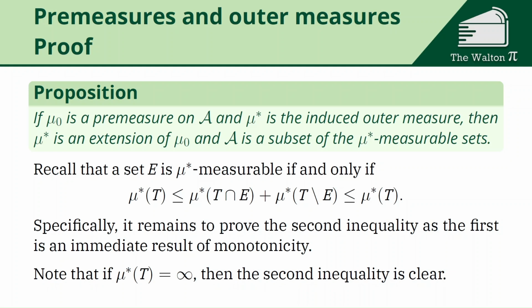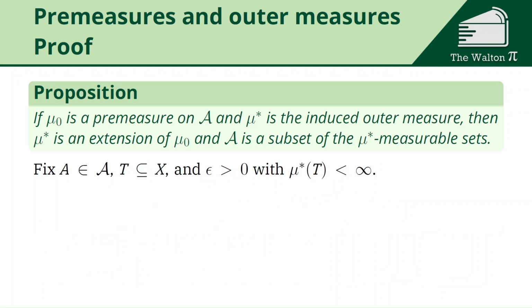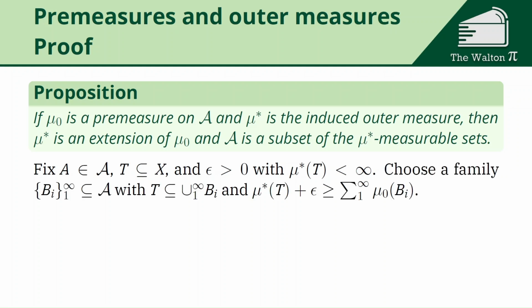So note that if mu star of T is infinite, the second inequality is clear. Infinity is definitely bigger than whatever two values you add together, even if one or both is infinite. So we only have to deal with the case where mu star of T is finite. So let's fix A in A, T a subset of X, and epsilon bigger than 0 with mu star of T being finite. Choose a family, B_i's, as a subset of A, with T contained in the union of the B_i's, and then mu star of T plus epsilon is bigger than or equal to the sum from 1 to infinity of the mu naughts of B_i's.